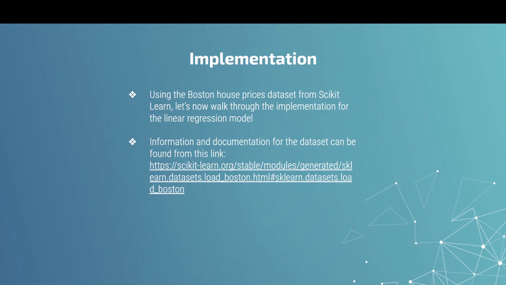A quick note, here's a link to the information and documentation for this Boston house prices dataset. There are some functionalities and information there, and if you're curious about that as we go through the walkthrough, or if you have any questions on those functionalities, you can refer to this link. So now, without further ado, let's go to the Google Colab and get started on linear regression with Python.